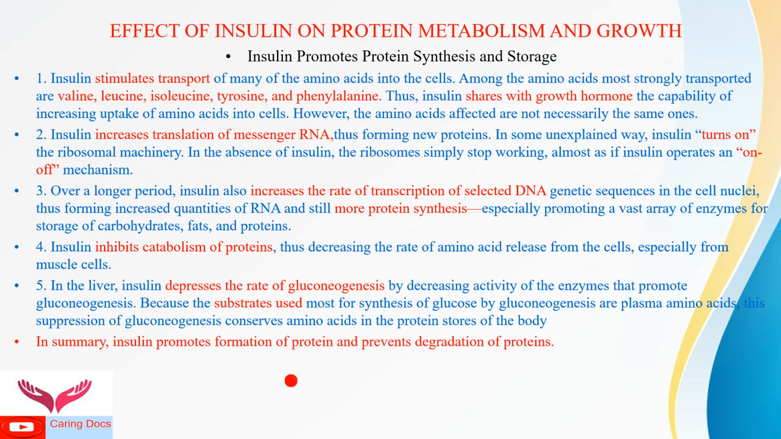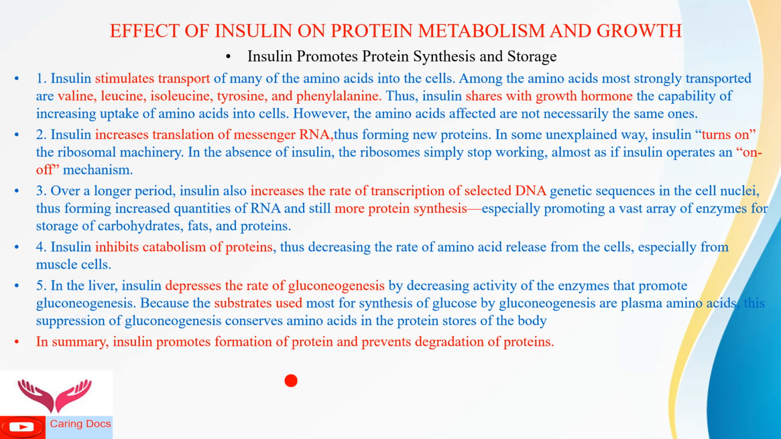Let us discuss how insulin affects protein metabolism. Insulin stimulates the transport of many amino acids into the cells, especially valine, leucine, isoleucine, tyrosine, and phenylalanine. But the synthesis of proteins usually occurs when insulin acts synergistically with the growth hormone.